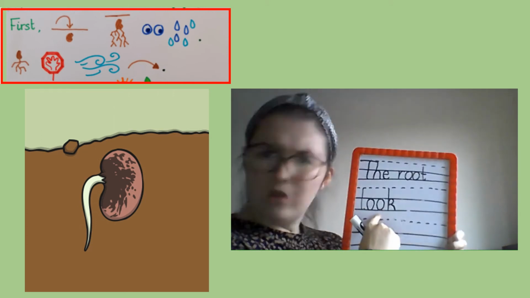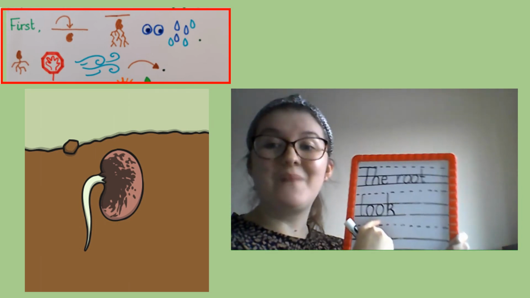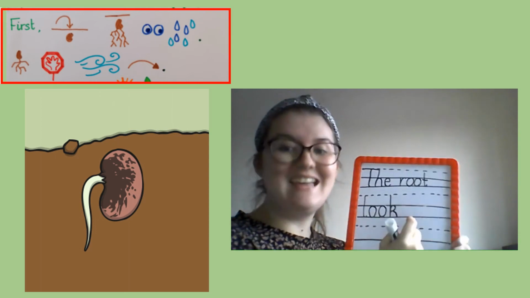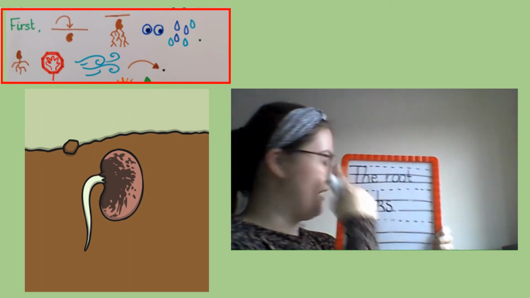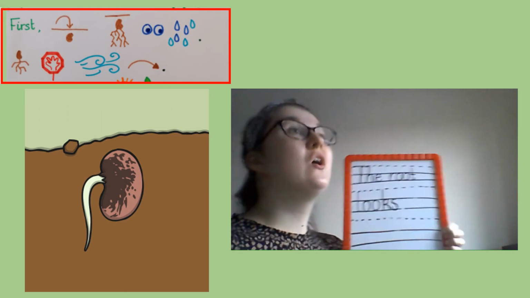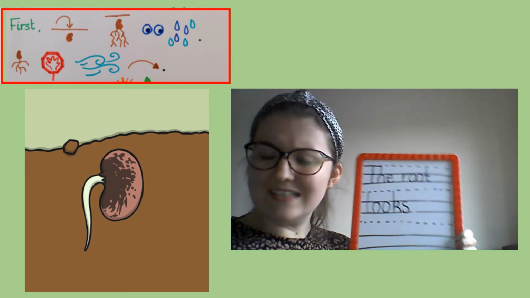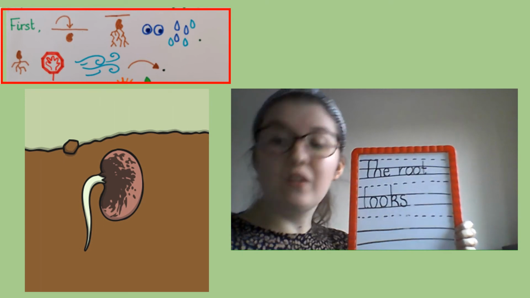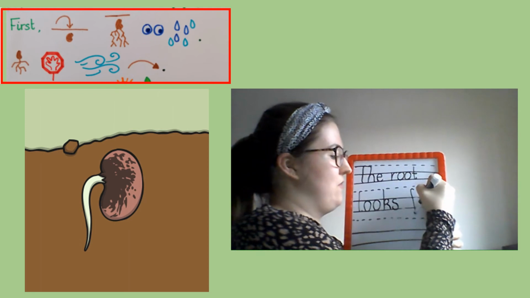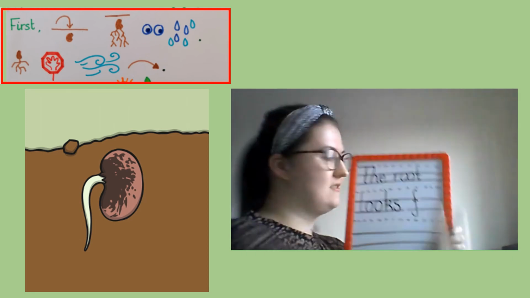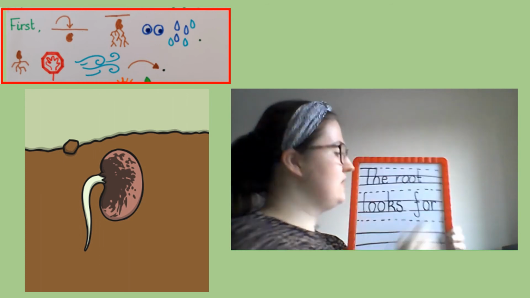The root looks for water. Slither down the snake. Start at the top solid line and slither down the snake. The root looks for, another one of our tricky words. But can you hear the initial sound for? Down, flower, and across the stem. Then we go all around the orange, down the robot, and over his arm.